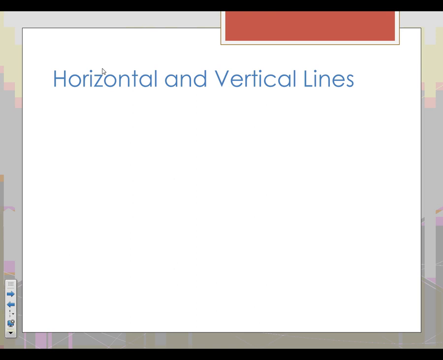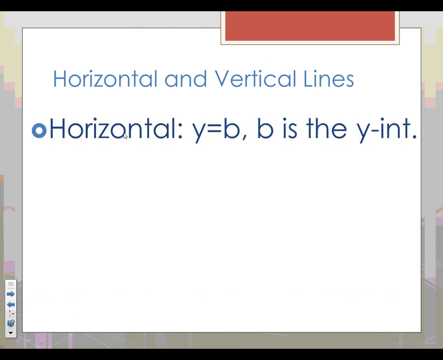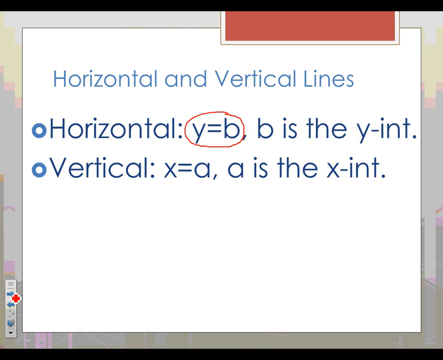There are 2 special cases of equations that don't quite follow the same rules as what we looked at, and they are if the lines are horizontal or vertical. If a line is horizontal, y equals b is the equation that we're going to use, where b is the y-intercept. So horizontal lines will just be y equals some number. If it's a vertical line, instead of y, it's going to be x equals a, where a is the x-intercept, sorry.